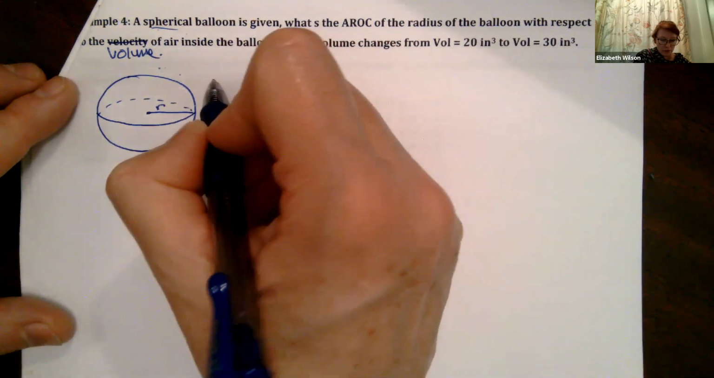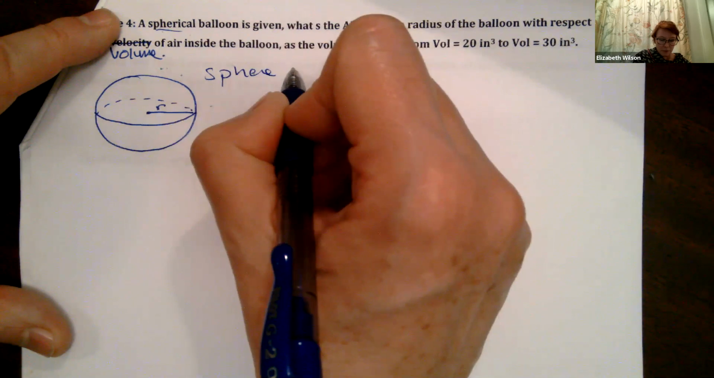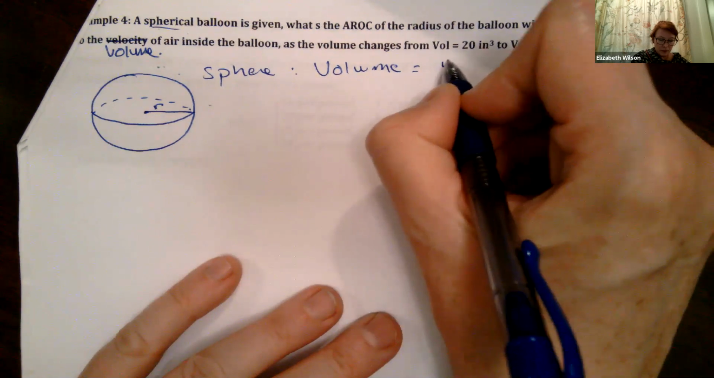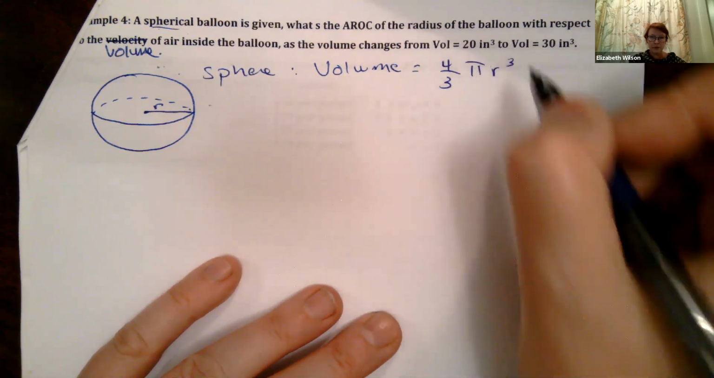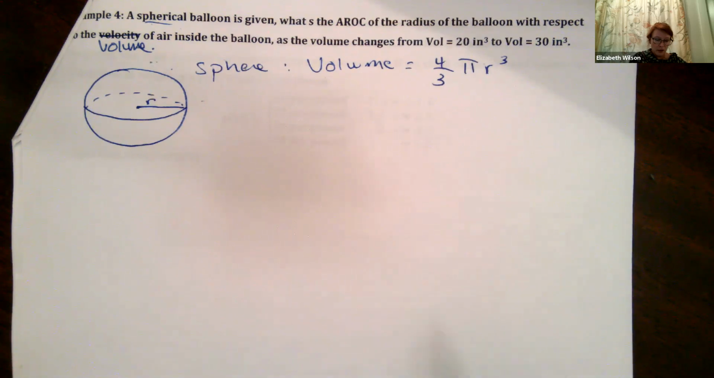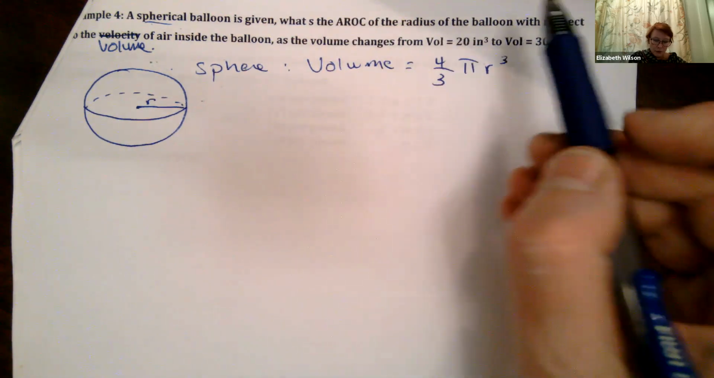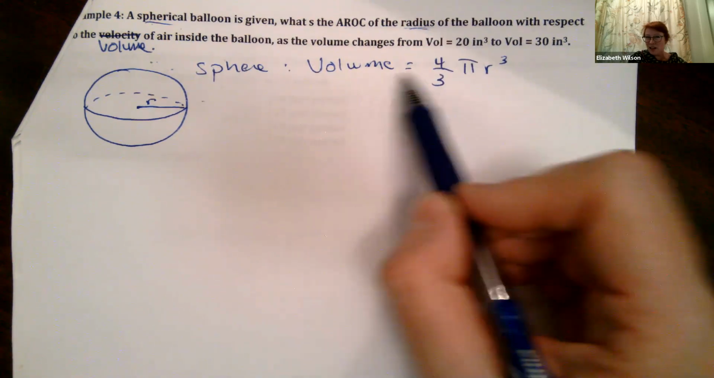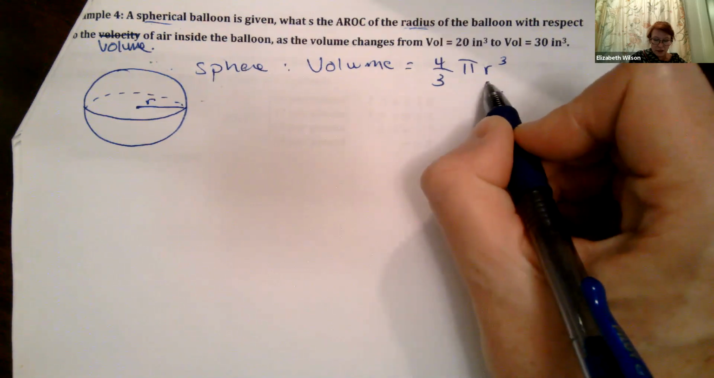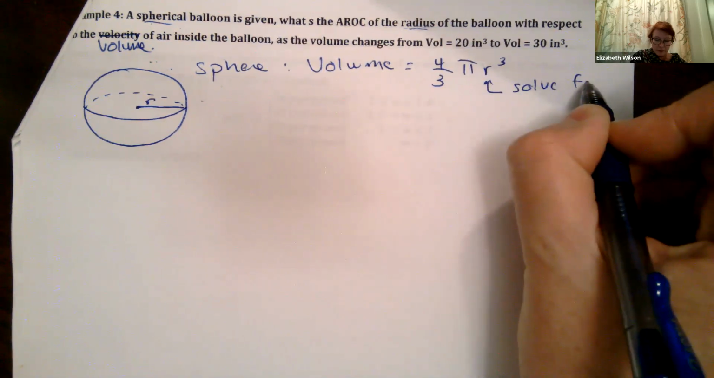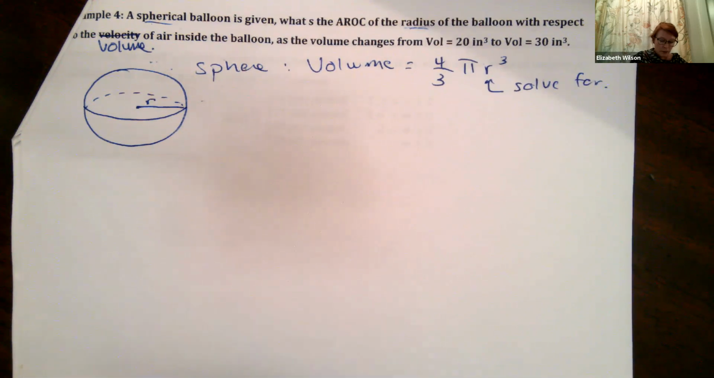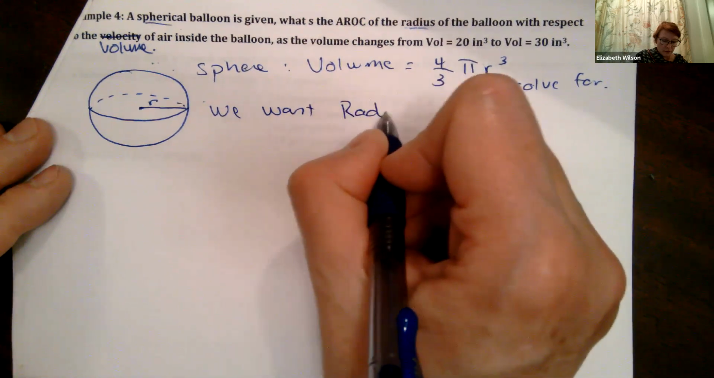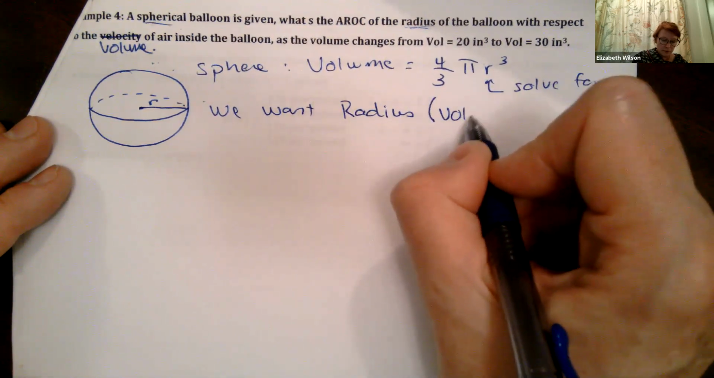So let's see, sphere. And then I have to remember from my geometry days, what's the volume of a sphere? 4/3 pi r cubed is my volume. But the question says the radius with respect to volume, and I'm given volume and looking at how the radius changes. So this is the thing that I'm solving for, right there. So what I want to do is, because we want radius, the function of volume.